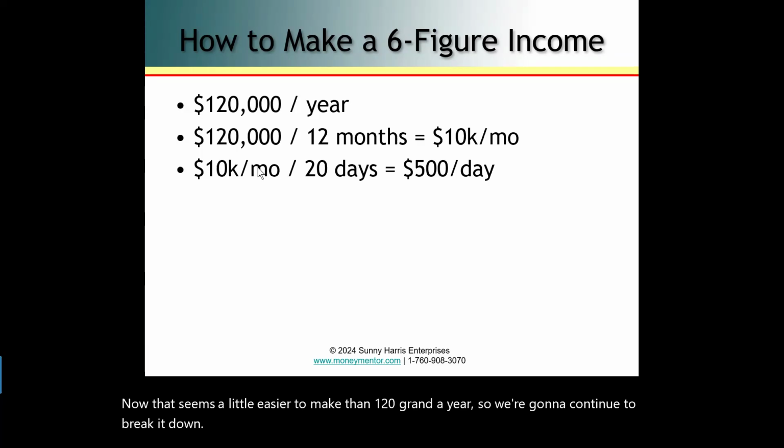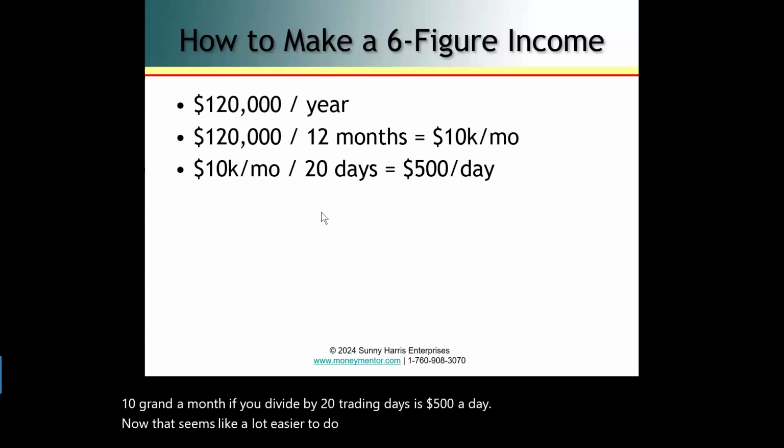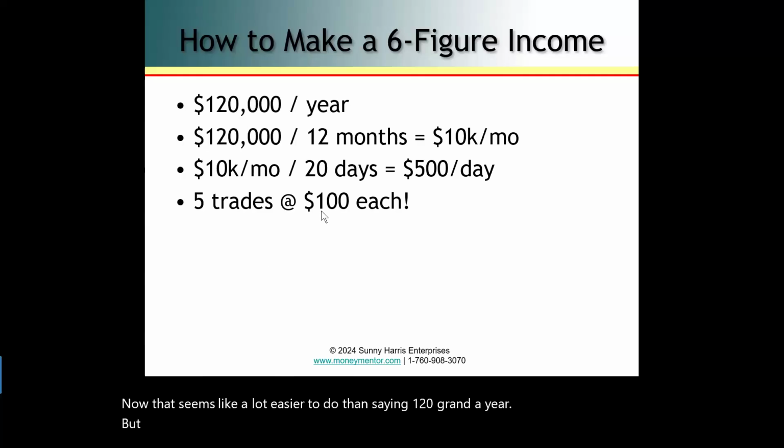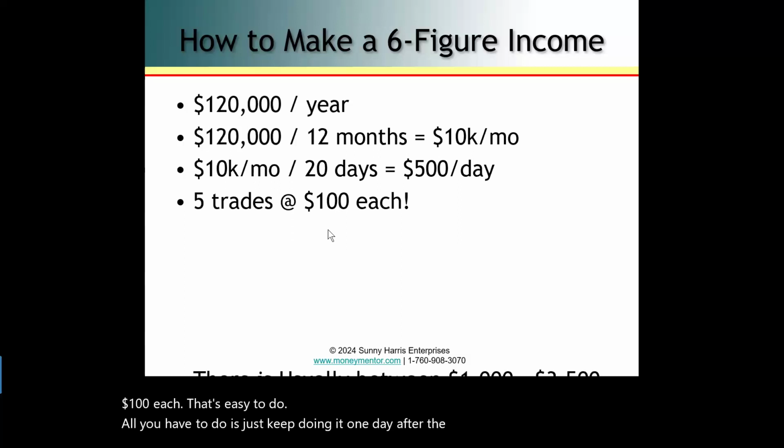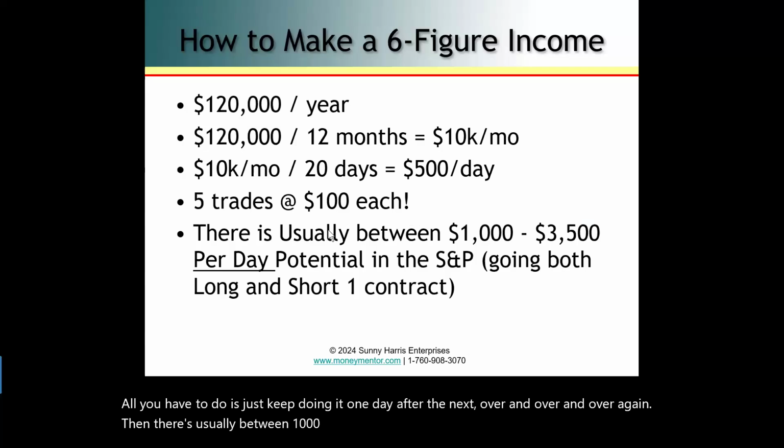10 grand a month, if you divide by 20 trading days, is $500 a day. Now that seems like a lot easier to do than saying 120 grand a year. But that makes 5 trades a day at $100 each. That's easy to do. All you have to do is just keep doing it one day after the next, over and over and over again. And there's usually between $1,000 and $3,500 per day potential in the S&P if you go long and short, just one contract.